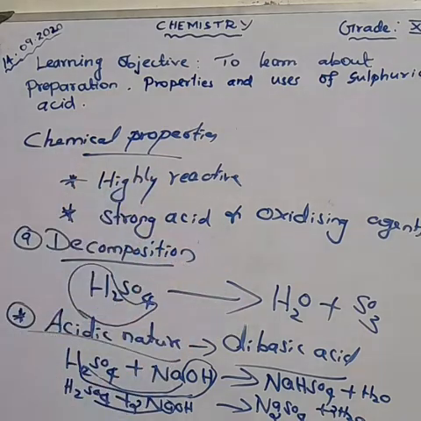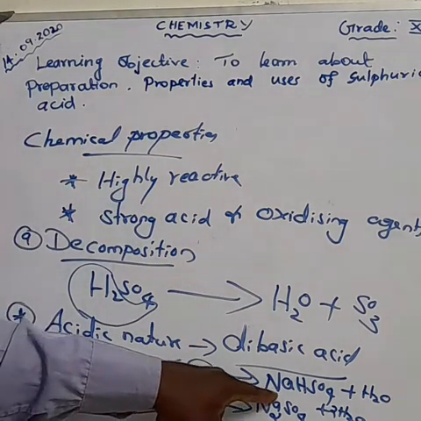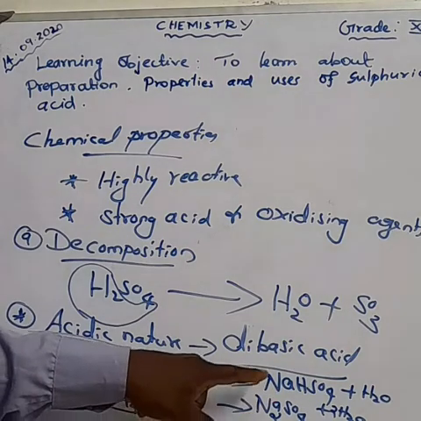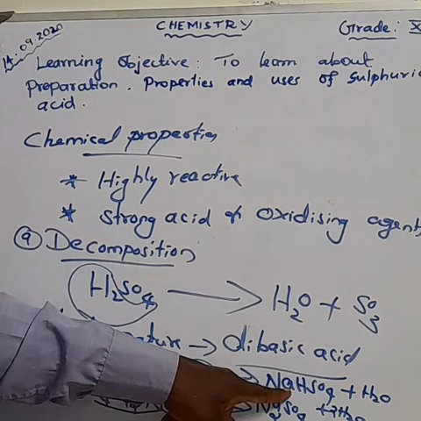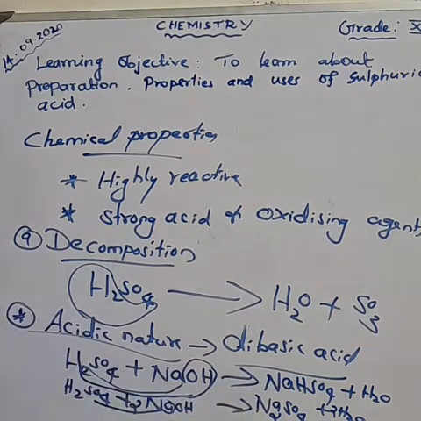So sulfuric acid can form two types of salt. What are the two types? One is sodium sulfate and another one is sodium bisulfate. On reacting with the base, the alkali sodium hydroxide, we get two types of salt. One is sodium bisulfate, the formula is NaHSO4, and another one is sodium sulfate, Na2SO4.